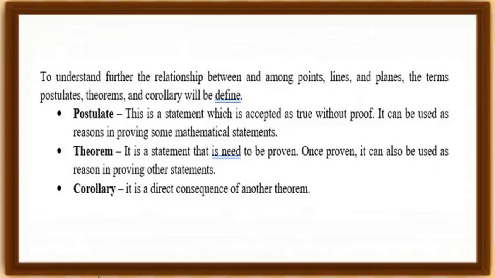To understand further the relationship between and among points, lines, and planes, the terms postulate, theorem, and corollary will be defined. Number 1, postulate. This is a statement which is accepted as true without proof. It can be used as a reason in proving some mathematical statement. Theorem. It is a statement that needs to be proven. Once proven, it can also be used as a reason in proving other statements. Corollary is a direct consequence of another theorem.